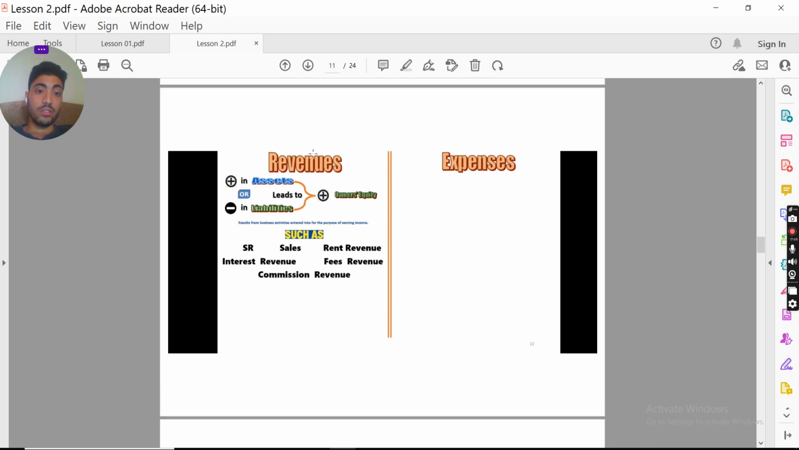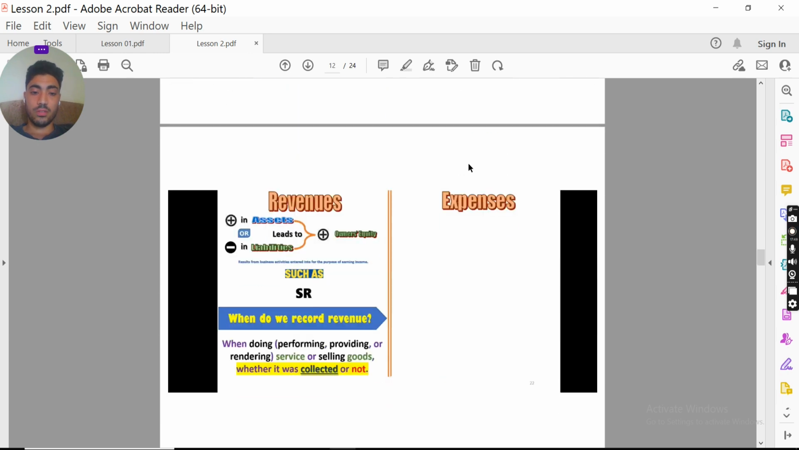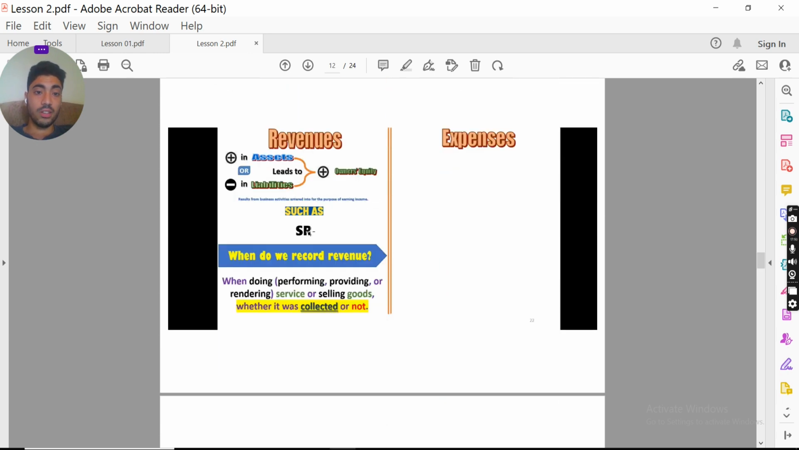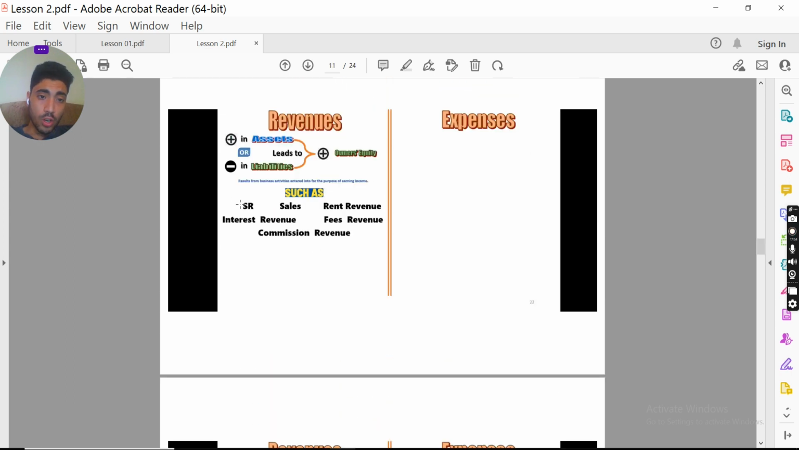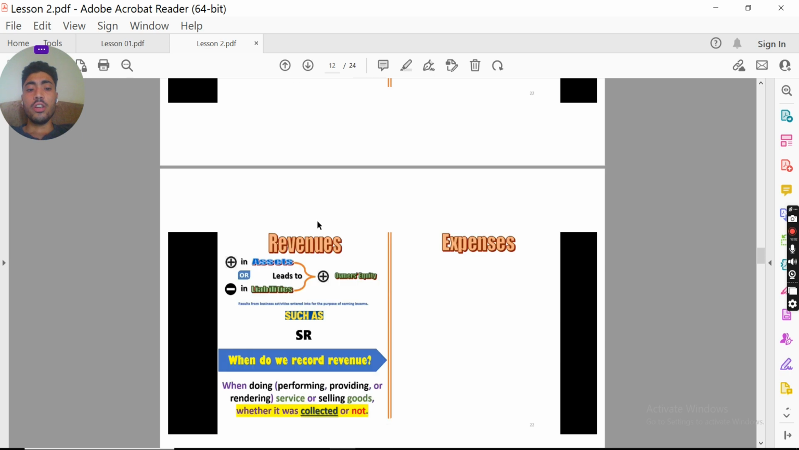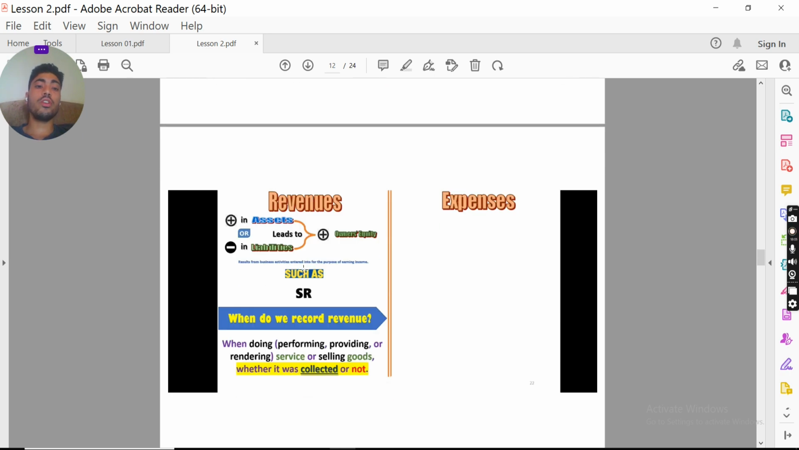Alright, that's for the revenues. Expenses. Okay, let's ask another question, please. Are we going to memorize all of this? SR, sales, rent revenues, interest revenues, fees revenues. No, you don't need to memorize it all. You just need to know that we refer to all of these as an SR, sales revenue.